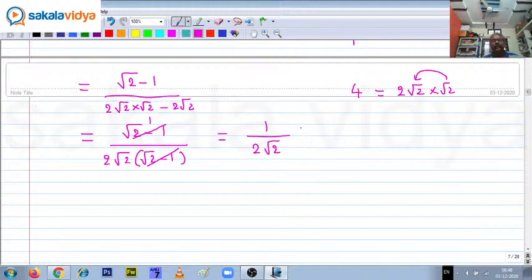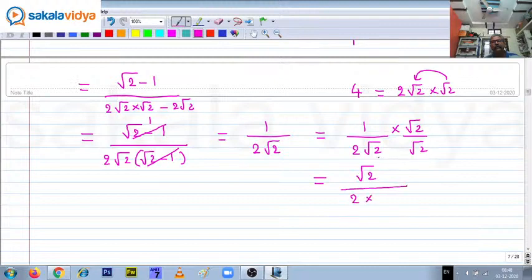So now rationalize both numerator and denominator with root 2. So rationalizing 1 upon 2 root 2, multiplied with root 2 upon root 2. So root 2 into 1 is root 2, upon 2 into root 2 into root 2 is 2. So root 2 upon 4. Hence it is proved.